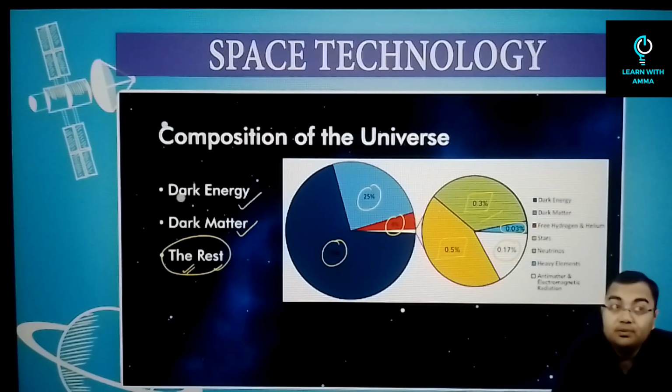So then comes a question, what is the rest of the 95%? And this is a big mystery. There are two terms that you have to understand here. One which is called dark energy, and the second one which is called dark matter. UPSC also has asked a couple of questions on dark energy and dark matter in the prelims examination. So what is dark energy and what is dark matter? Let's try to understand this first.